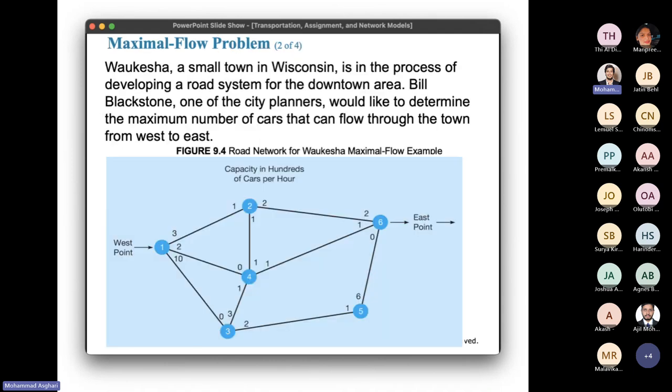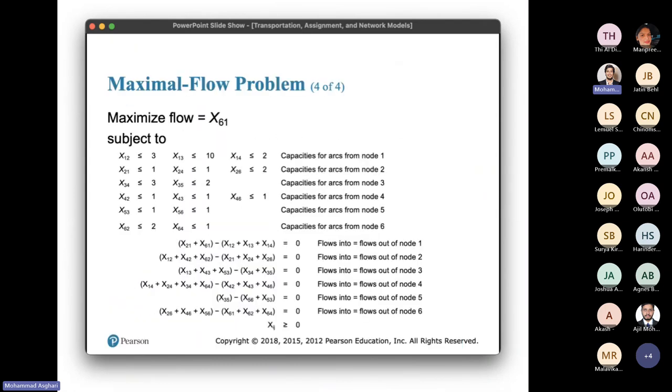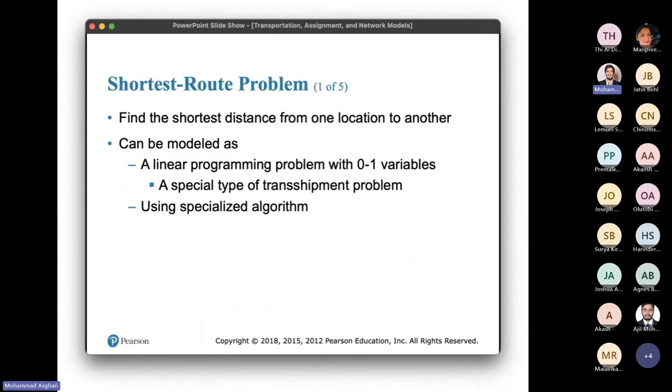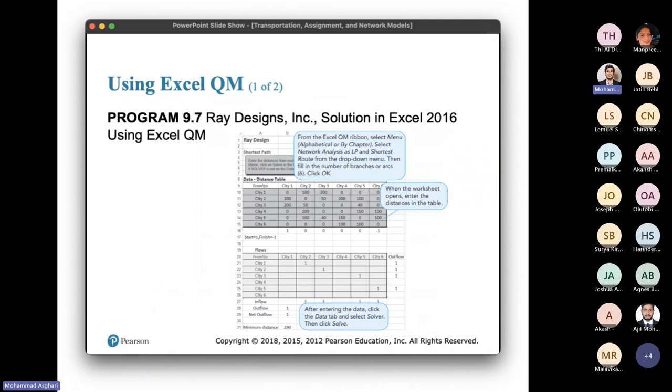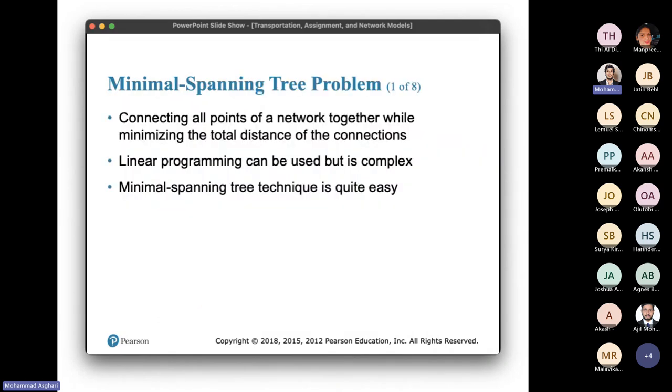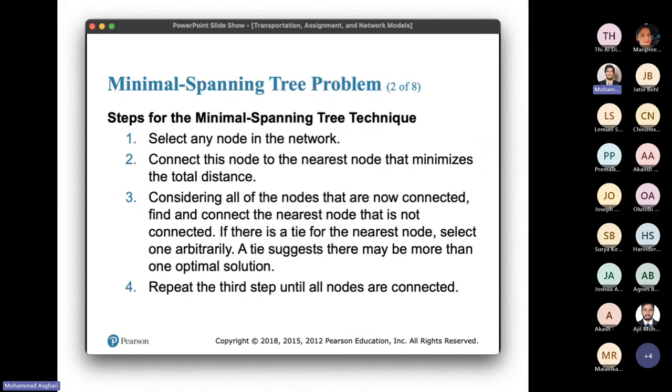The maximum flow problem, they are trying to maximize the flow through the arcs. And there is another type of problem like the shortest route path. They are looking for the shortest routes between, for example, nodes 1 and 6. For example, this one can be the shortest path between these two. I can use my eyes to solve this problem. That's so easy. There is another type of problem called the minimal spanning tree problem. This one is also out of our scope.